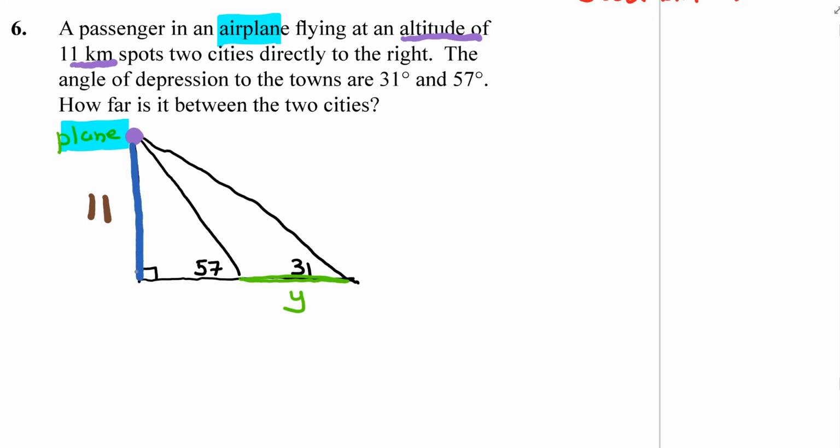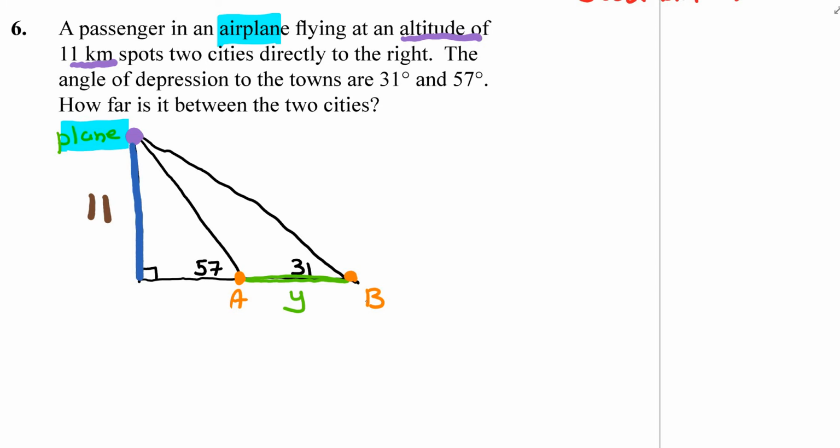And the angle of depression to the two towns. All right, so there's two towns. So I'll call this town A, and this is town B. All right, so while you're in that plane, you're looking downwards at two towns. My two towns are A and B. And the angles of depression of the towns are 31 degrees and 57 degrees. How far is it between the two cities?